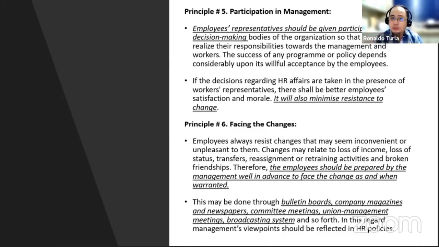So, how do you normally do it? No? So, you have to use several ways of communications, bulletin boards, company magazines, or whatever have you right now, 'di ba? Mga committee meetings, union meetings, or any other broadcast system, no? So, in this regard, management viewpoint should be reflected in HR policies. Kailangan, as we've always mentioned, that in HR kasi, it's a balancing act that you're representing management in terms of the policy, but you're also considering and preparing how will the employees take this? What would be the reaction and what would be your response to those reactions? So these principles will help us to be able to really craft good and effective HR policies inside the company.